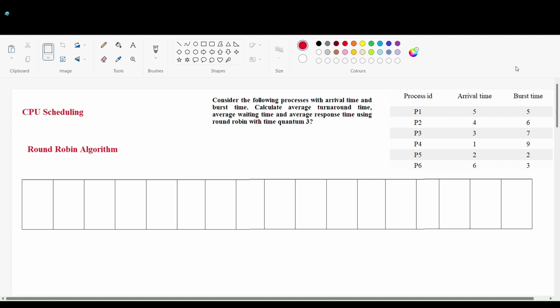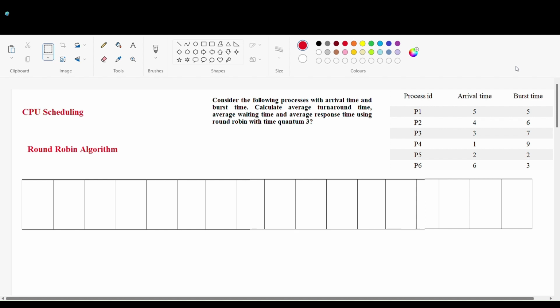So what is turnaround time? Turnaround time is the time taken by a process from entry to exit. It means the process enters into the system and exits from the system. The total time taken by a process in the system is called turnaround time, right? Waiting time is how long the process waits in the system. Response time, from entry to first response, is called response time. So let's start to calculate all these times taken by a process.